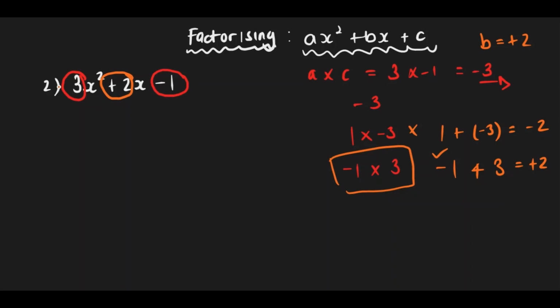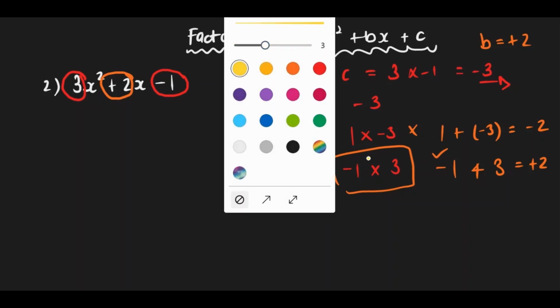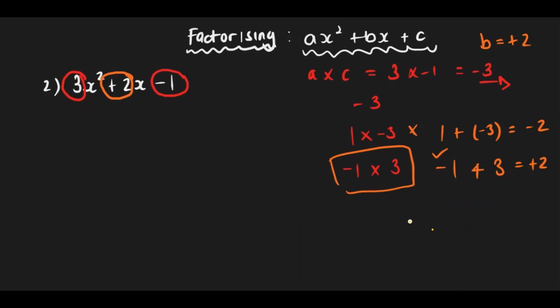But in this case, we are not done. Let me change the color so that we can go to the next part. We're not done. We're going to take the two factors, which are negative 1 and 3, and divide them by the coefficient of a, which is the coefficient of x squared.